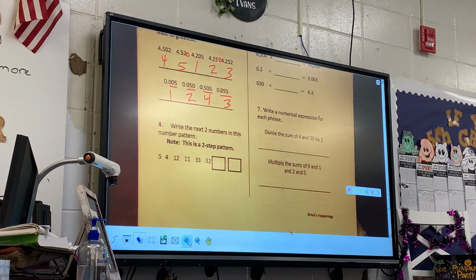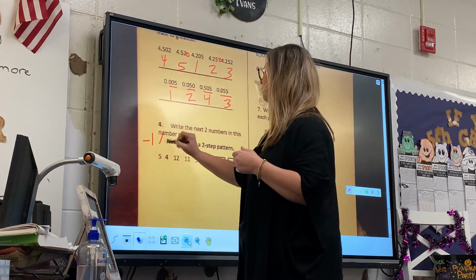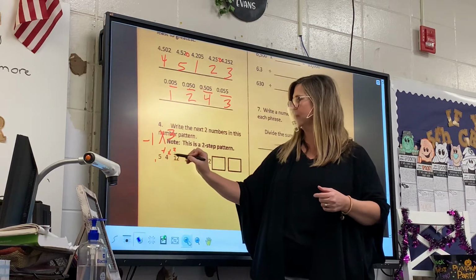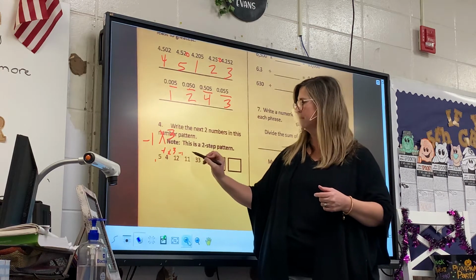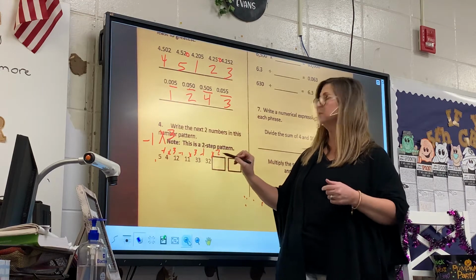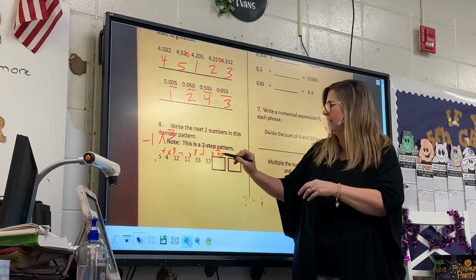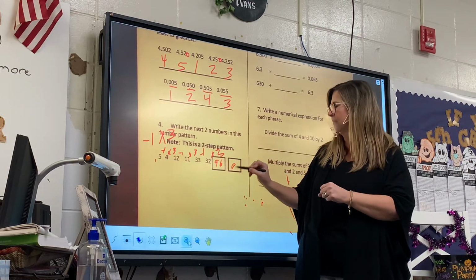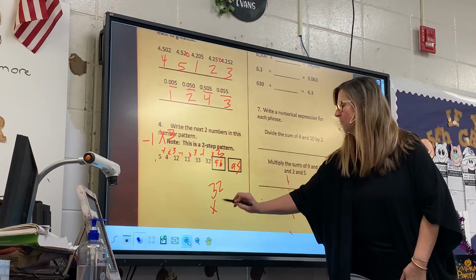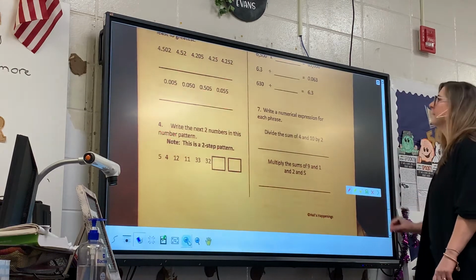All right, who can tell me my pattern? Wade. What is my pattern? It's 2-step. Minus 1, times 3. Minus 1, times 3. And I'm going to try it, guys. 5 minus 1 is 4. Times 3 is 12. Minus 1 is 11. Times 3 is 33. Minus 1 is 32. Times 3, 96. Minus 1, 95. Guys, what if I didn't know 32 times 3? I would need to just real quick work it out, wouldn't I? But I've got to do the work. All right?